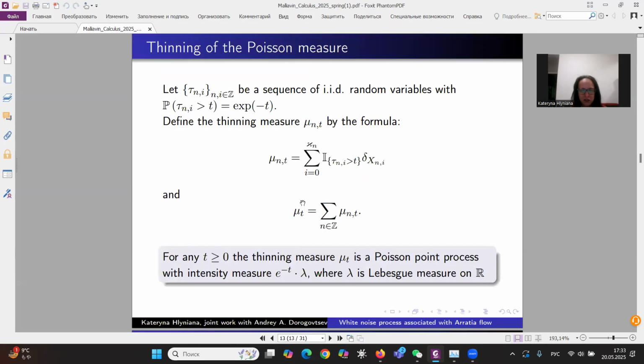And it's a quite simple result that follows from standard Poisson point process theory. It will say that such a point process with killing will again be a Poisson point process with intensity measure of such form. So we start from lambda Lebesgue measure, but with time the intensity measure tends to zero, you can say.